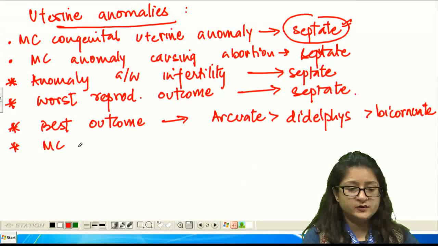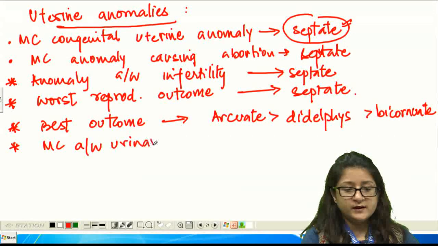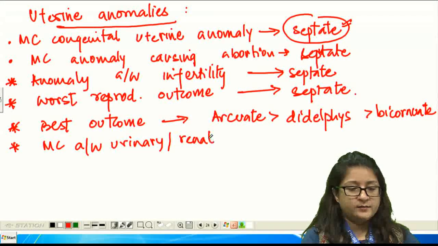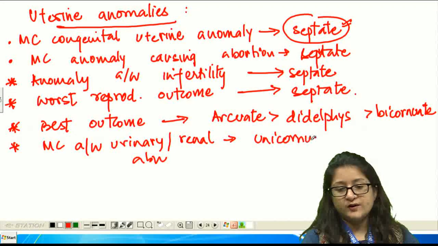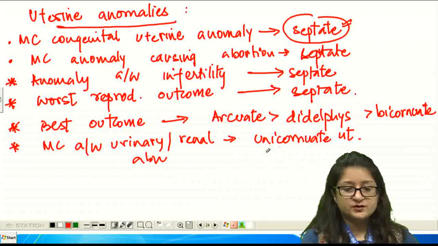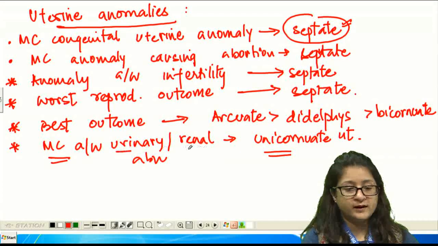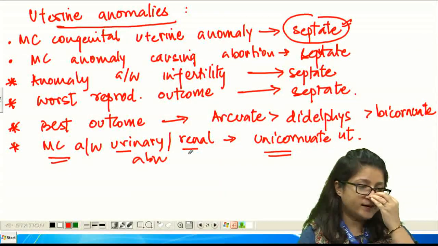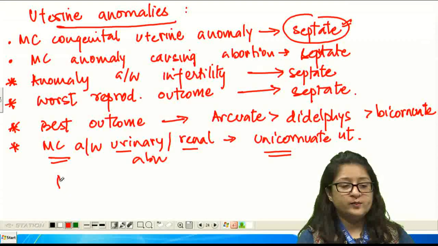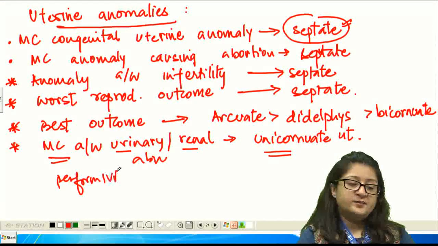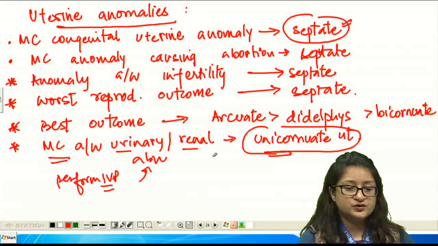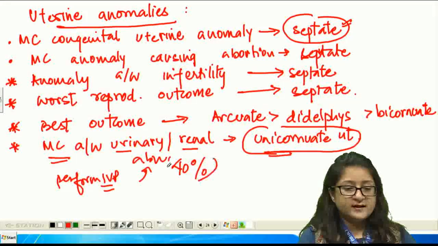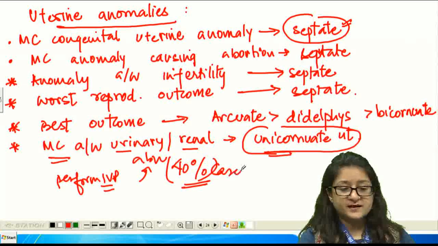The anomaly most commonly associated with urinary or renal abnormalities is the unicornuate uterus. Unicornuate uterus is most commonly associated with the urinary anomaly. So that is why it is very important that whenever there is a unicornuate uterus, we perform an IVP to rule out these urinary abnormalities. It is associated with renal abnormalities in about 40% of the cases.